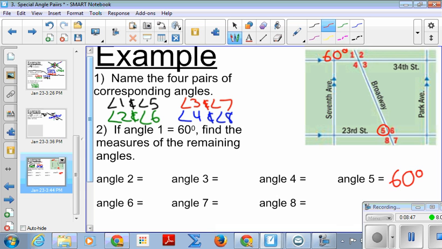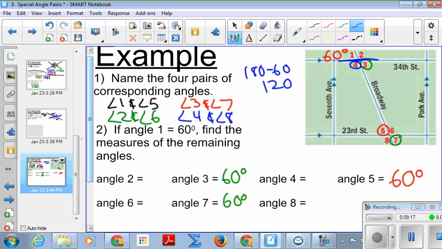Guys, again, go in any order you want. Angle 3 and angle 1 are vertical, which means they're the same measure. So angle 3 is 60 degrees. 3 and 7 correspond. So angle 7 is also 60 degrees. We've got several straight lines here. So angle 3 and angle 4, for example, form a straight line. So if angle 3 is 60 degrees, well, 180 minus 60 is 120. Angle 4, 120 degrees. Angle 4 and angle 8 correspond. Angle 8 is 120 degrees.